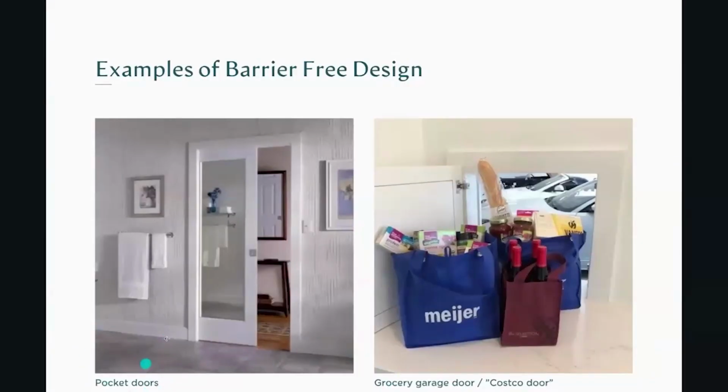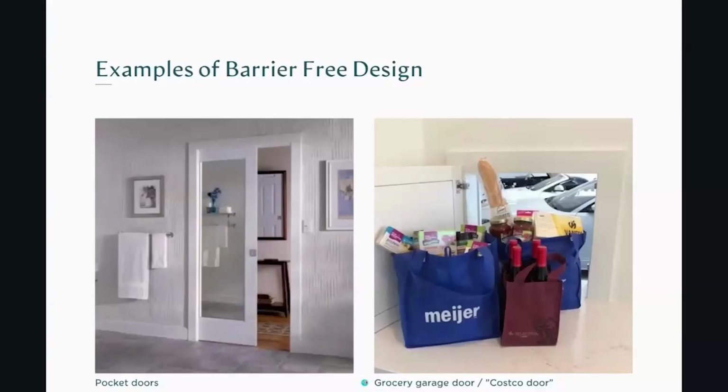So things like pocket doors. Sometimes those door swings can really get in the way of a lot of space and movement and how we utilize the space, especially from a mobility device. So utilizing pocket doors or even barn doors can be a much easier way for somebody with a mobility device to manage opening and closing a door.